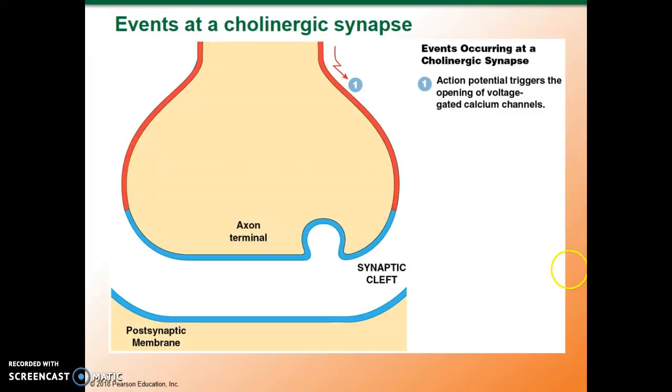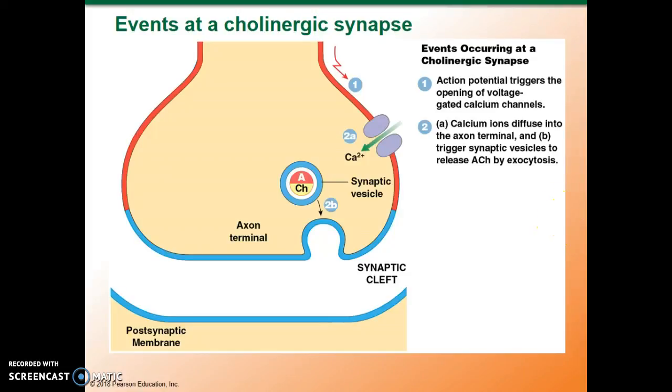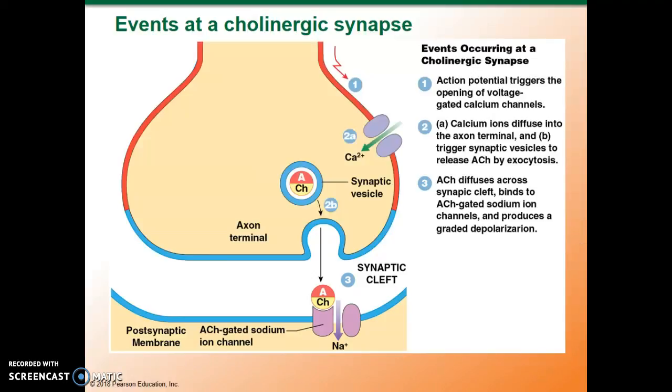Here are the events again. The action potential travels down the axon to open voltage-gated calcium channels. Calcium enters the axon terminal, and this causes the acetylcholine in the vesicles to be released into the synaptic cleft. The acetylcholine diffuses across the cleft and is bound to the sodium ion channels. Once it binds to the sodium ion channels, those channels open up and sodium enters the postsynaptic cell.